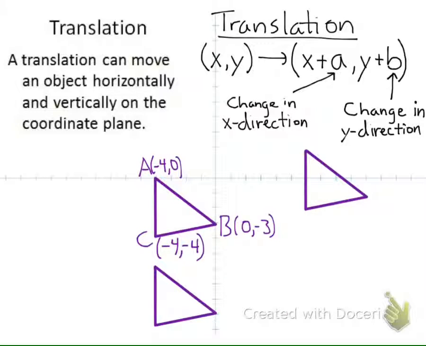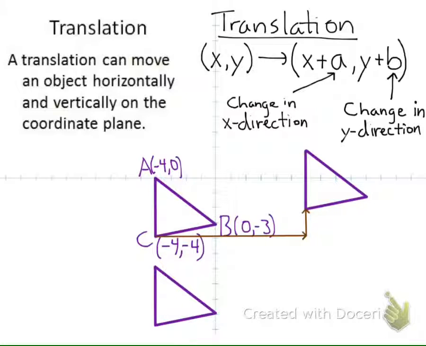So the first one we're going to look at is a translation. And a translation can move an object horizontally and vertically in the coordinate plane. It shifts on the plane. It's not rotating, it's not changing in size, it's not changing in the orientation it faces, it's just shifting on the plane. So I have a triangle ABC to start. Let's say I shift it, we went right and then up. So we're going to count the number of units it changed.